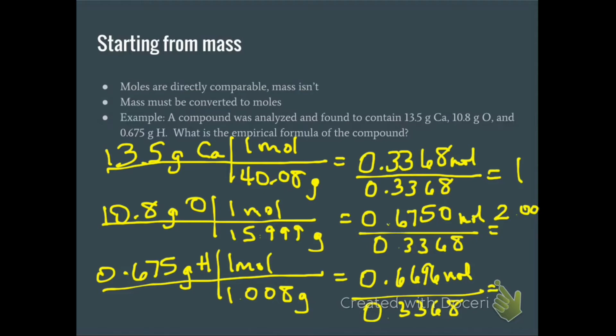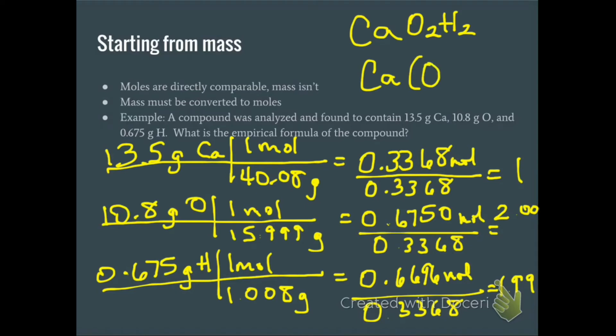And for our hydrogen, we get 1.988, which will also round to 2. So our empirical formula for this is going to be CaO2H2. And that should actually make a lot of sense because if you think about what calcium hydroxide is going to be, calcium has a +2 charge and hydroxide has a -1. So if you have calcium hydroxide together, it should get you CaOH2. So that makes sense as an answer.